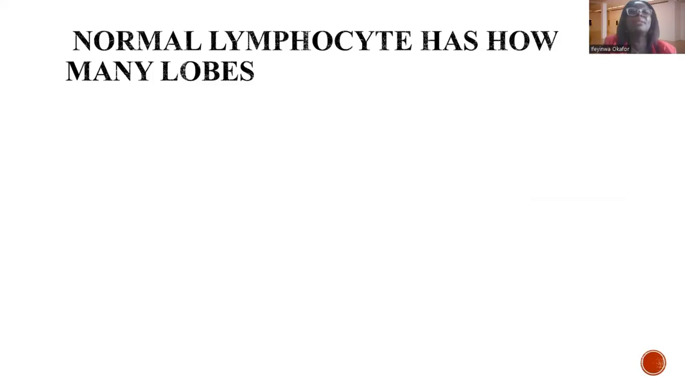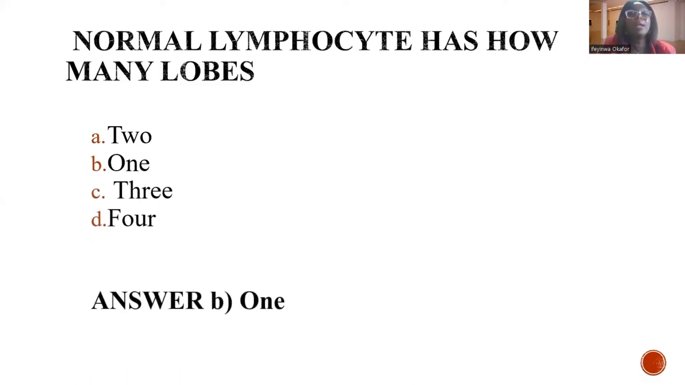How many lobes does a normal lymphocyte have? We have 2, 1, 3, 4. Answer, 1. A normal lymphocyte has only one lobe.